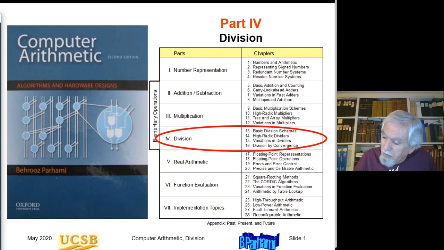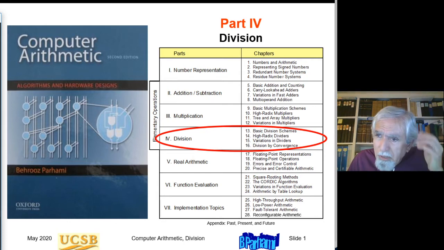Hello and welcome to lecture 11 for the course ECE 252B, Computer Arithmetic for Spring 2020. In this and the next three lectures, we will discuss the operation of division.